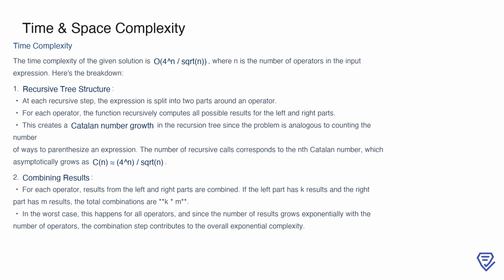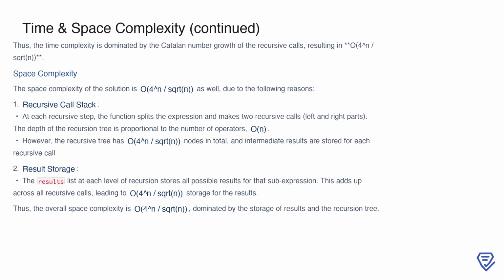Additionally, for each operator, the results from the left and right subexpressions are combined. If the left side yields k results and the right side yields m results, we have k times m combinations. This contributes further to the complexity, but it remains secondary to the exponential growth from the recursive structure itself, resulting in an overall time complexity of 4^n/sqrt(n). The time complexity is thus dominated by the Catalan number growth, giving us 4^n/sqrt(n).